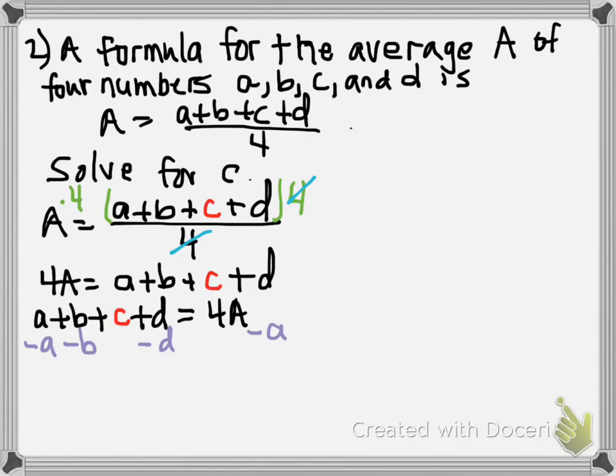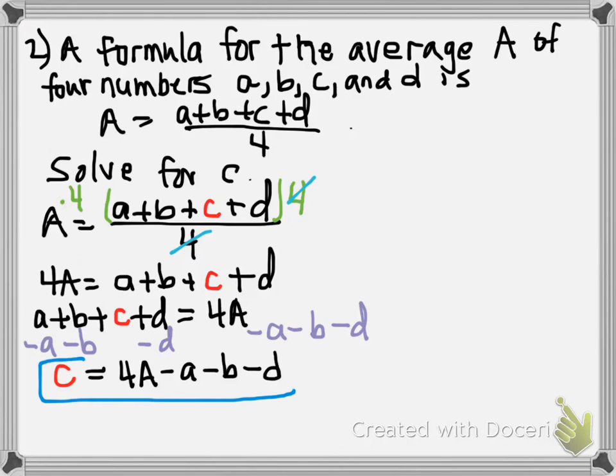Okay, so I'm going to do this, this, this. And we get our key variable c alone equals 4 times the big A minus the little a minus the little b minus the little d. Have I met my goal? Yes. Did I solve for the little c guy? Oh, we did. So we've got an answer.